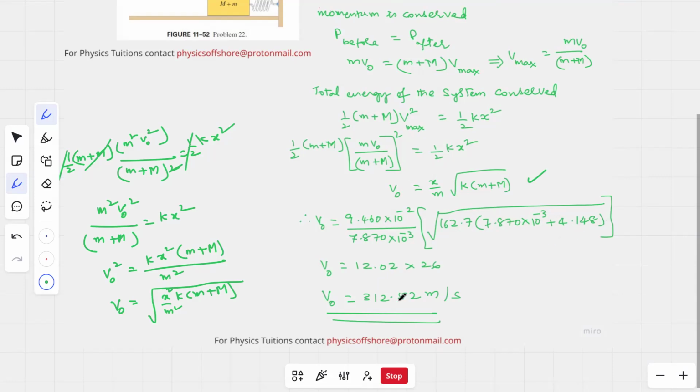And then on simplification, we get v naught is equal to 312.52 meters per second. This is the answer for the question.